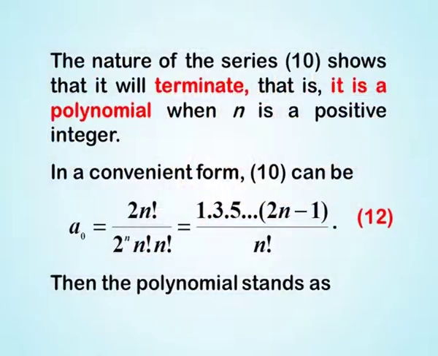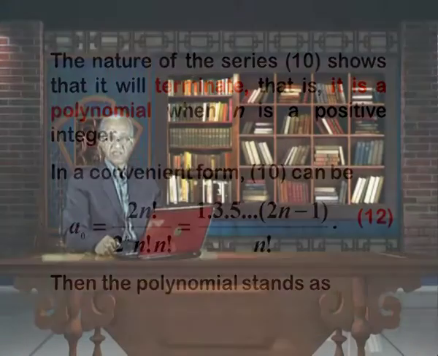The nature of the series 10: there are two solutions, one is given by 10, the second is given by 11 that we have seen. One you will be denoting by P and x, the second you will be denoting by Q and x. Equation 10 shows that it will terminate. By this word terminate, we mean it is a polynomial. It terminates and becomes a polynomial when n is a positive integer. Therefore, we have the heading called Legendre's polynomial.